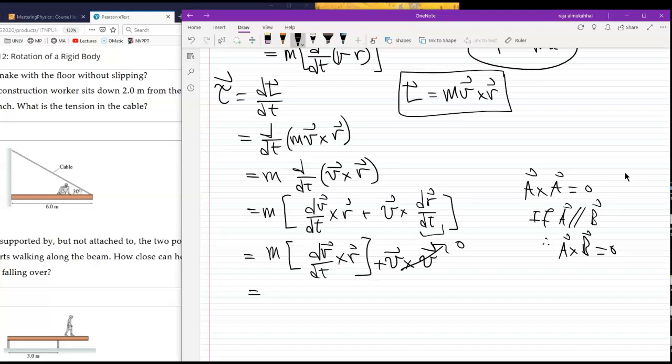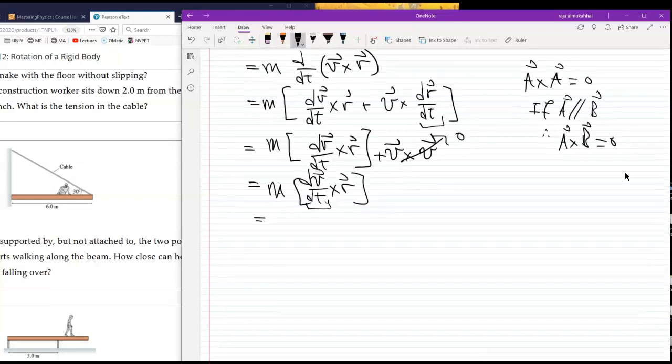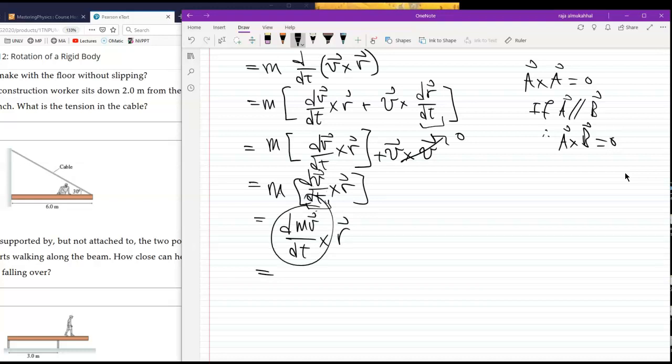So now I have this one, m dv/dt cross r. Well, that's also equivalent to the torque, and that is, remember, this is the force. dv/dt, I mean, with the m, so that would be the force, right? If I put the m here, look, that will be m dv/dt cross r, and that will be the force. That's the force right here, so that will be force cross r. Got it? Okay.